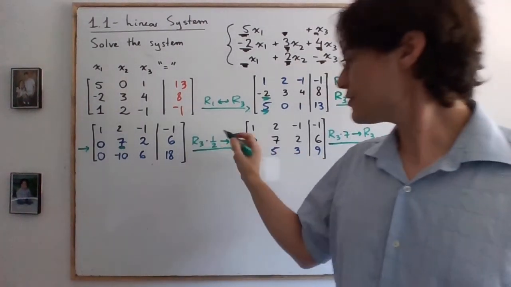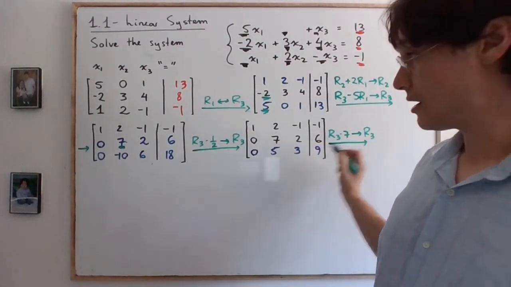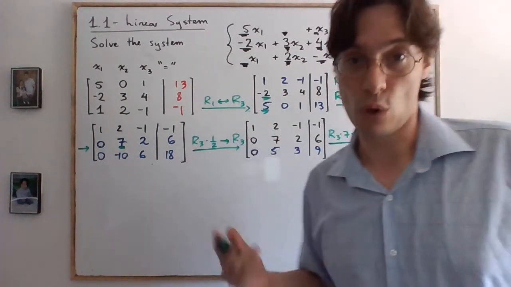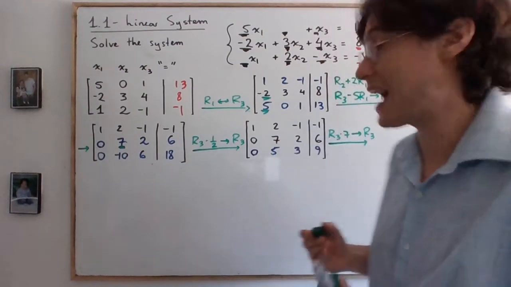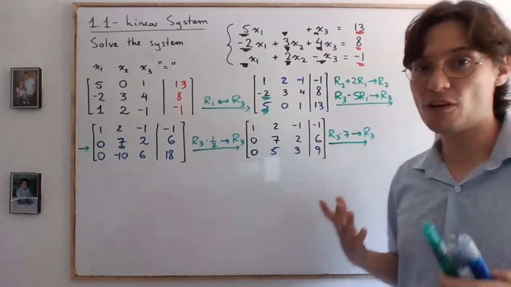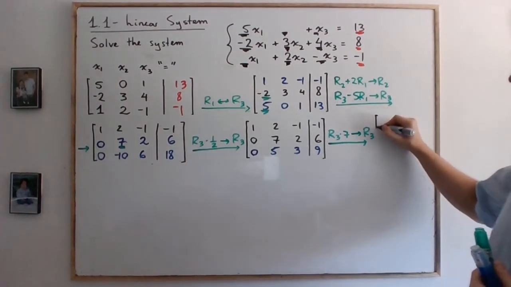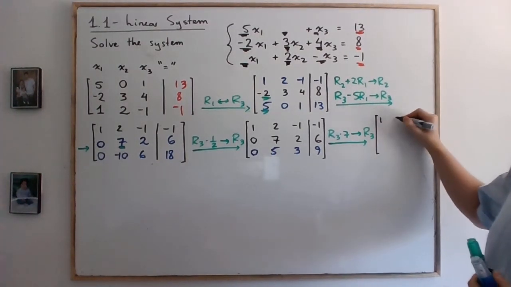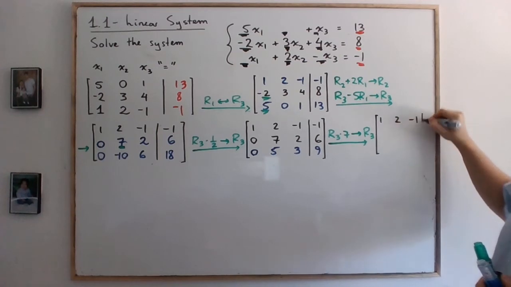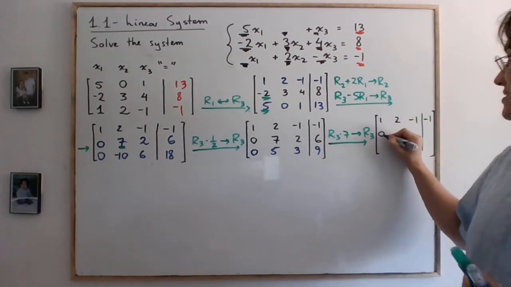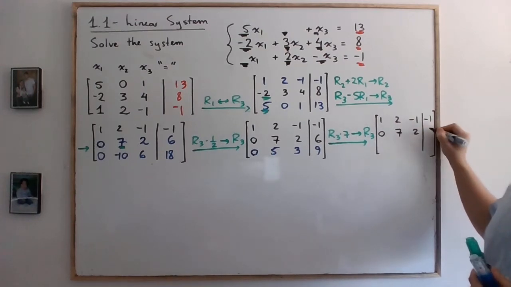For those of you that saw what was coming, you can actually multiply it right away by 7 over 2. You can do that kind of operation at once, but just be careful that the more you do in your head, the more likely you are to make a calculation mistake. So here, 1, 2, negative 1, negative 1. Now 0, 7, 2, 6.